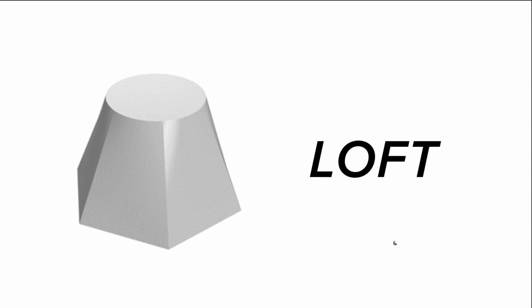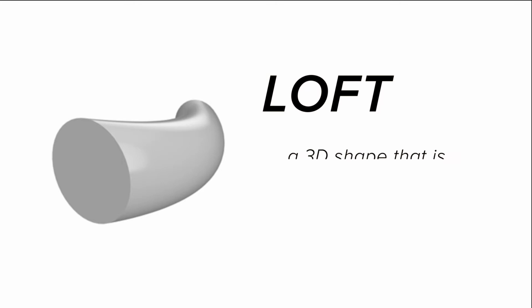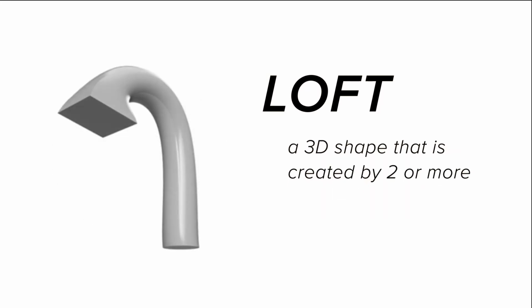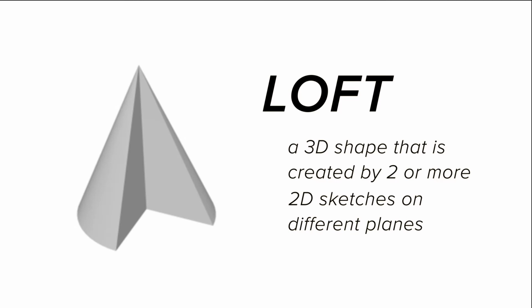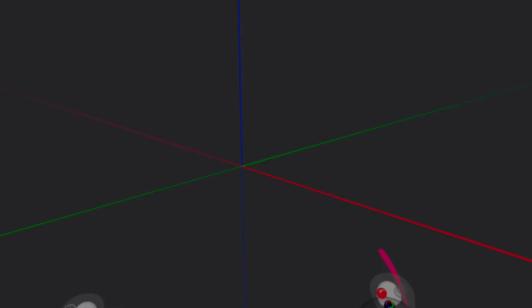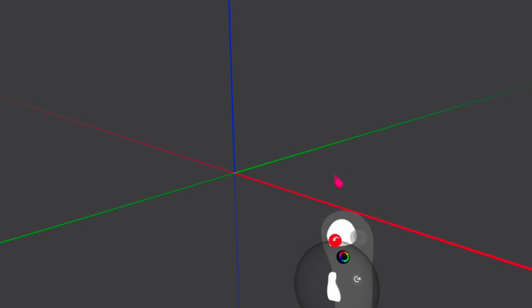In this video, we're going to be going over a loft, which is commonly used to make three-dimensional shapes. A loft is a 3D shape that is created by two or more 2D sketches on different planes. To visualize this concept for you guys, we're going to be using virtual reality.